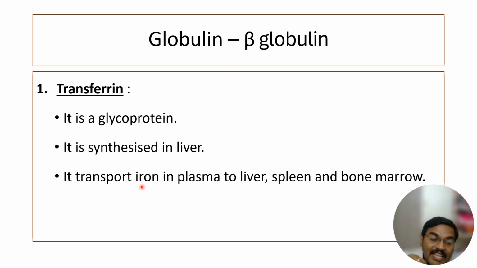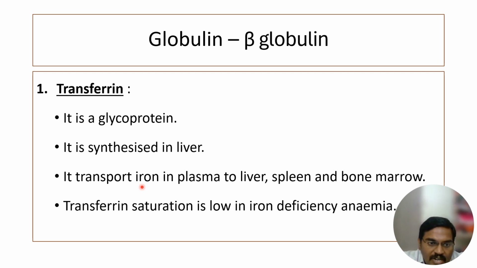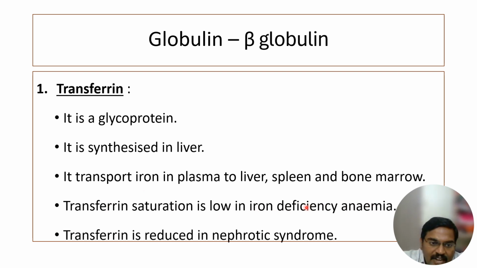So when there is iron deficiency anemia, the iron concentration will be low, so the transferrin saturation will be low. Transferrin saturation will be low in iron deficiency anemia. And transferrin level will be low in nephrotic syndrome because it is getting excreted in the urine.